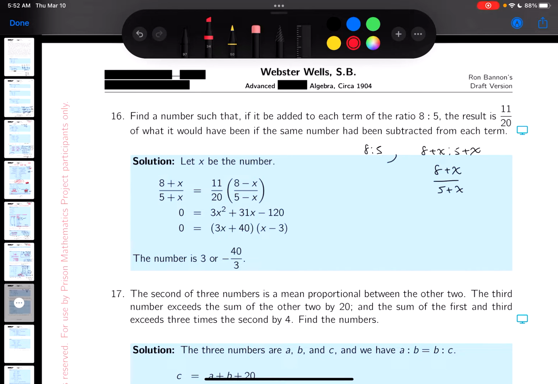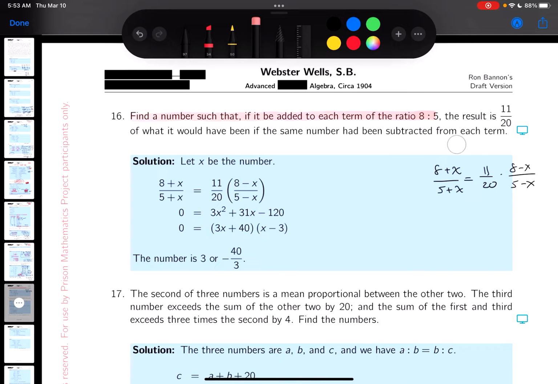So what I'm going to claim over here is, I kind of understand this part. They go on to say the result is 11/20ths of what it would have been if the same number had been subtracted from each term. Let me write that down now. It's 11/20ths. Well, instead of adding, they say they're going to subtract. So it'd be 8 minus x, the same number, by the way, over 5 minus x. All right? So I'm going to claim that this is what they said in the problem.